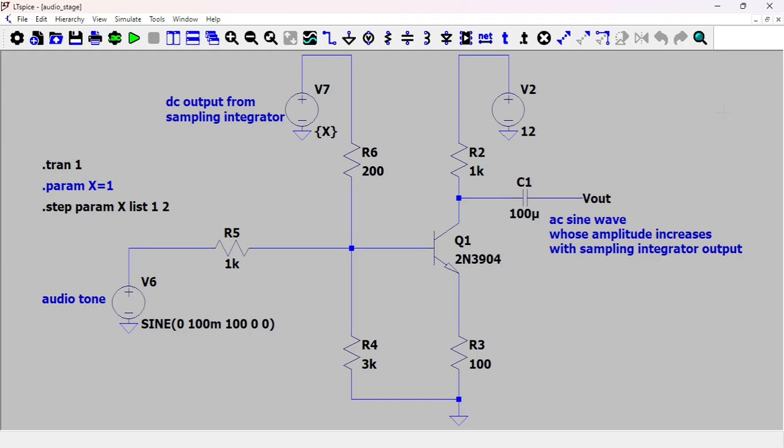So when there's no metal, that DC output voltage is going to be minimal, let's say 0. And then when you get closer to a target, this DC output voltage gets higher, and it is maximum when you are right over the target. And then as you move away from the target, that DC output voltage is going to go down back to 0 or something close to it. So that's your DC output from the sampling integrator.